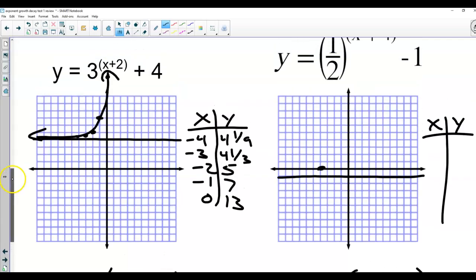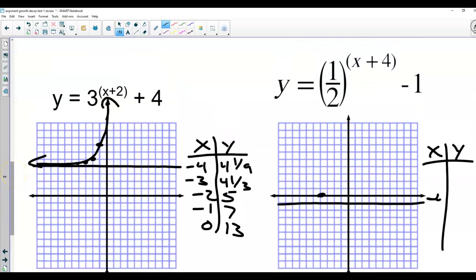So we put negative 4 in. Negative 4, 0. Negative 5, negative 6, negative 3, negative 2. 1/2 to the negative 1 is 2. And 2 minus 1 is 1. 1/2 to the negative 2, that's 2 squared, that's 4. 4 minus 1 is 3.